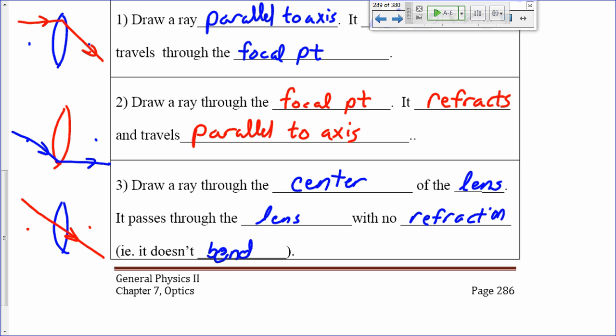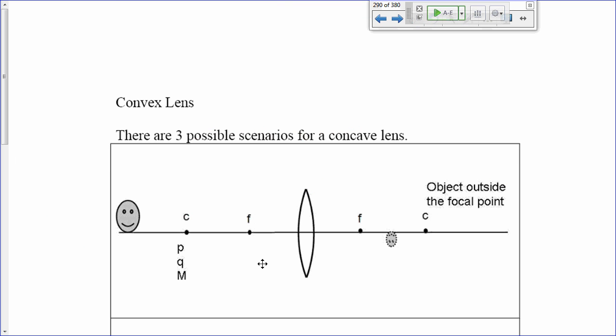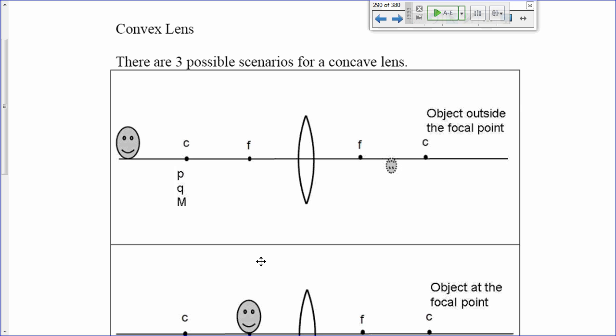In each of these lenses, we're going to define the optical axis just as we did with mirrors. It's an axis that bisects the center of the lens and lies along the focal length. I'm going to show you the three different ray diagrams for convex lenses and the different types of images that are formed. You'll certainly have a series of questions on the test asking you to describe what type of image is formed by what type of lens or mirror, so you should be up on these. These are very similar to concave mirrors.